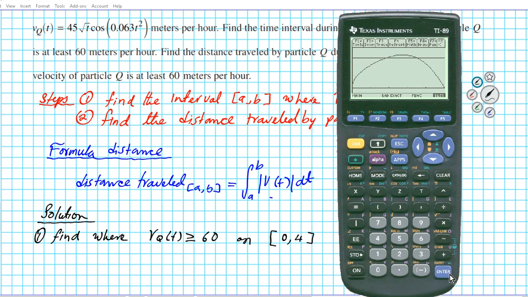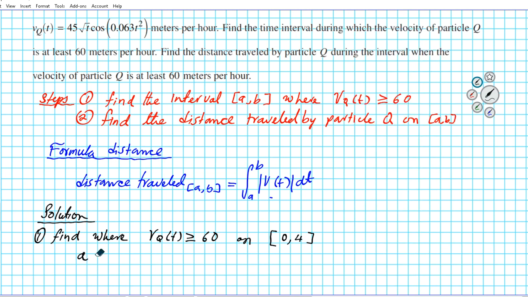Enter. And we have 1.86618. Okay, so what is that? What did we just find? That's little a. Little a is 1.86618. Now we need to find little b, the upper bound of the interval where the function is greater than 60.